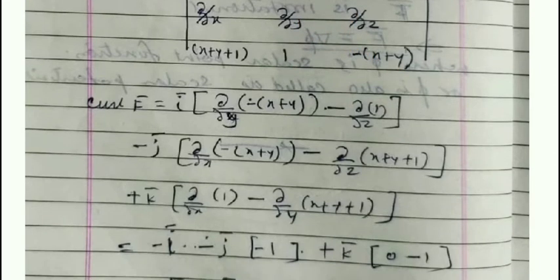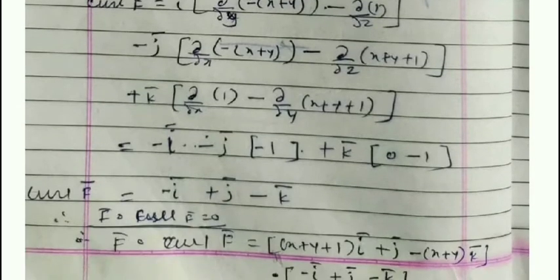This is the formula of determinant, okay. Minus j, then del by del x of minus x plus y and del by del z of x plus y plus 1. Next plus k, this term, okay. After simplifying it, we will get minus i minus j into minus 1 plus k into 0 minus 1. So the value of curl of f bar is minus i plus j minus k.